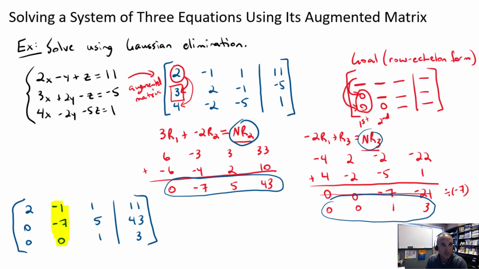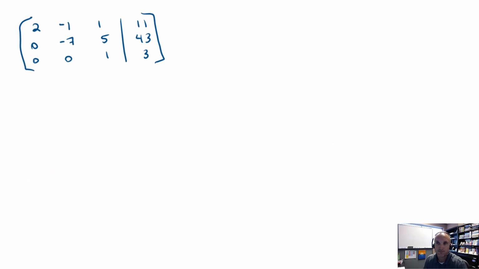This system is in row echelon form because we have our triangle of zeros in the bottom left corner. So that's great. We're to a point where we can finish solving the system.